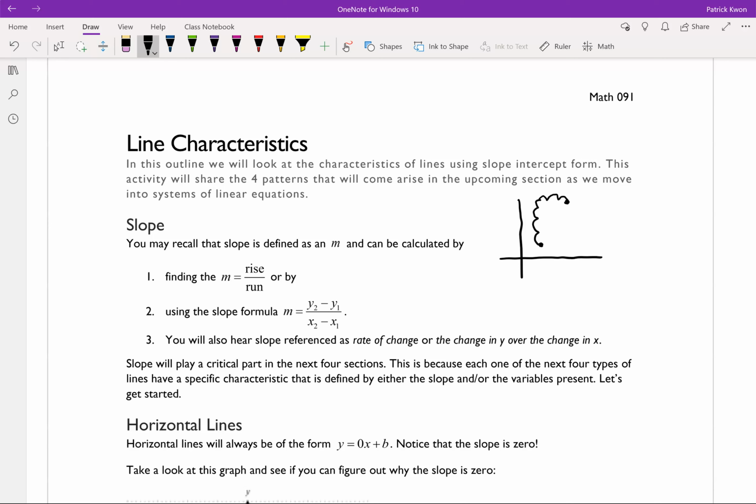Or if we don't have a graph and we have a t-table or input-output table, we can use the slope formula that we have talked about before, y2 minus y1 over x2 minus x1. And then the last way is you'll also hear slope referenced as the constant rate of change, or the change in y over the change in x.